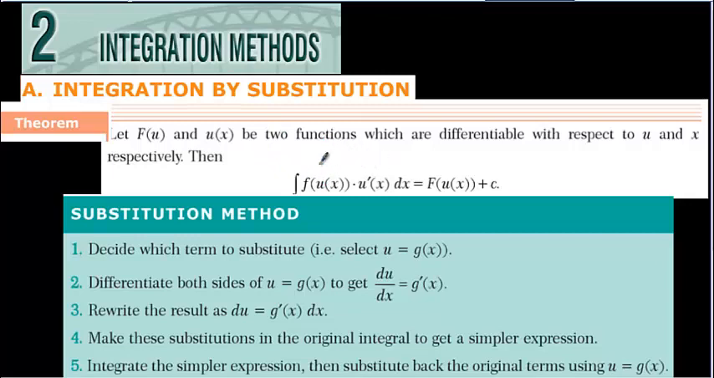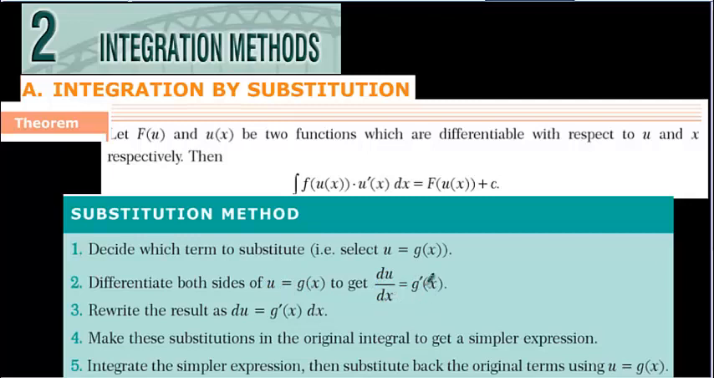If you remember, for the chain rule, the derivative of f(g(x)) is equal to f'(g(x)) times g'(x). So with respect to this given information, we can get the integral if we move the formula to the other side. Here, the important thing is to choose u. First, we are going to select u carefully. Then we are going to take the derivative of both sides.